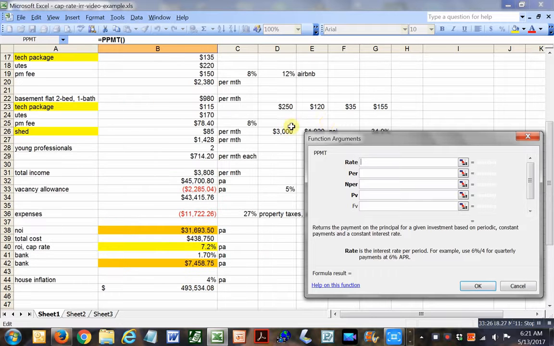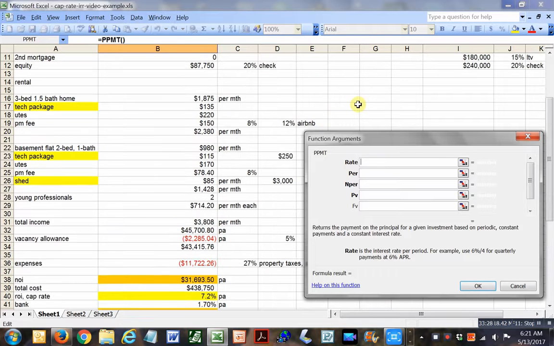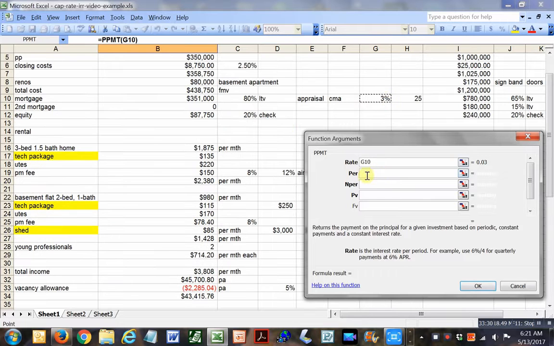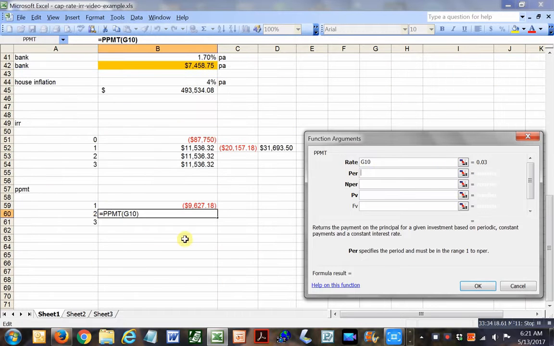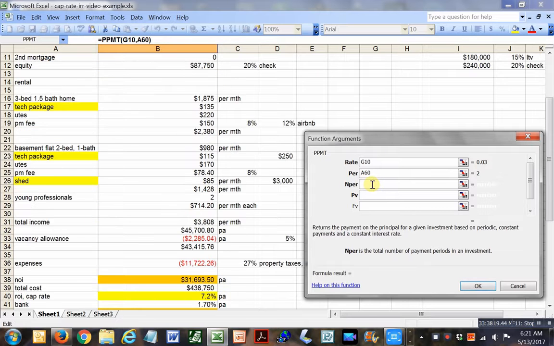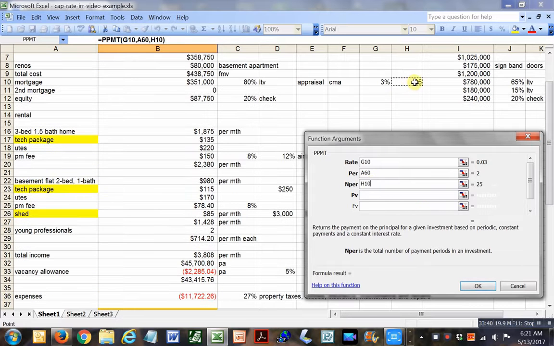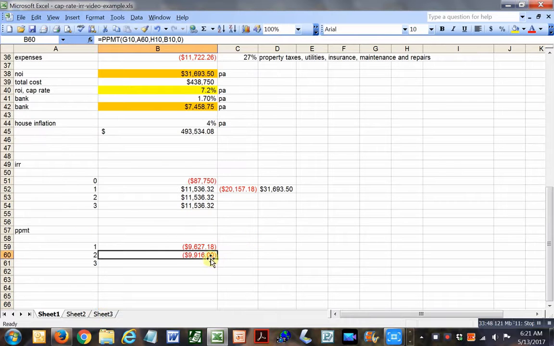All right. So what is it in the second year? Let's find out. So again, the rate, we go back up here and we find the cell with the rate in it. There's the 3% we're paying. And the period, we're in period number 2. Number of periods, we know what that is. We go back up here. It's 25, right? Present value, it started off at 351. Future, we're going to put down to 0. Hit the enter key.